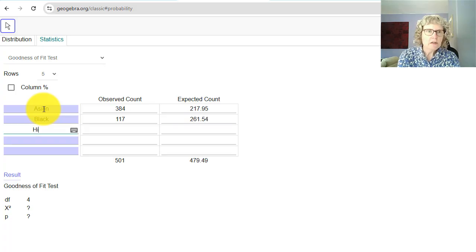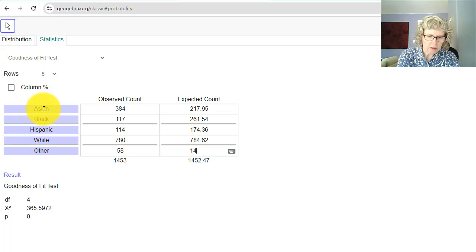261.54, Hispanic, 114, tab, 174.36. White, 780, 784.62, Other, 58, 14.53. Okay, it does total them, so they both should add up to 1453, which is our total sample size, so that's really good. And then look down at the bottom here.